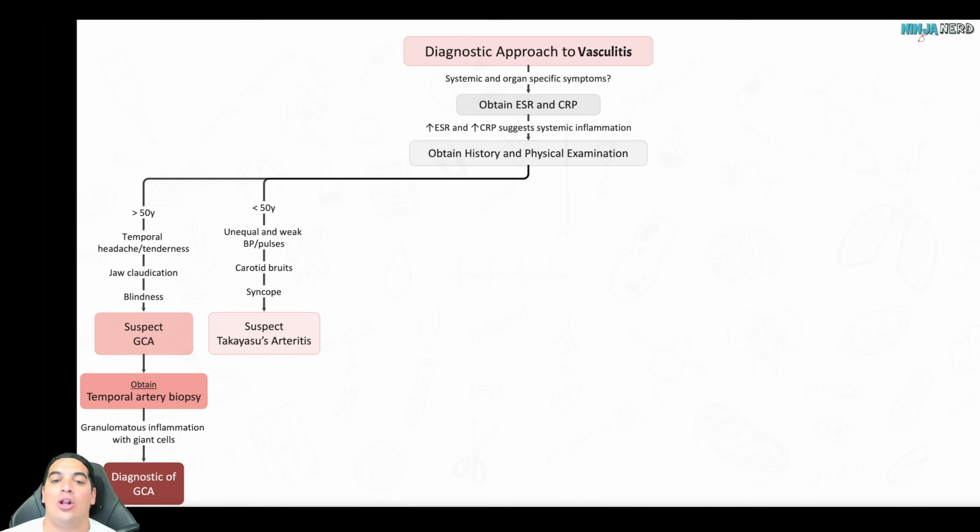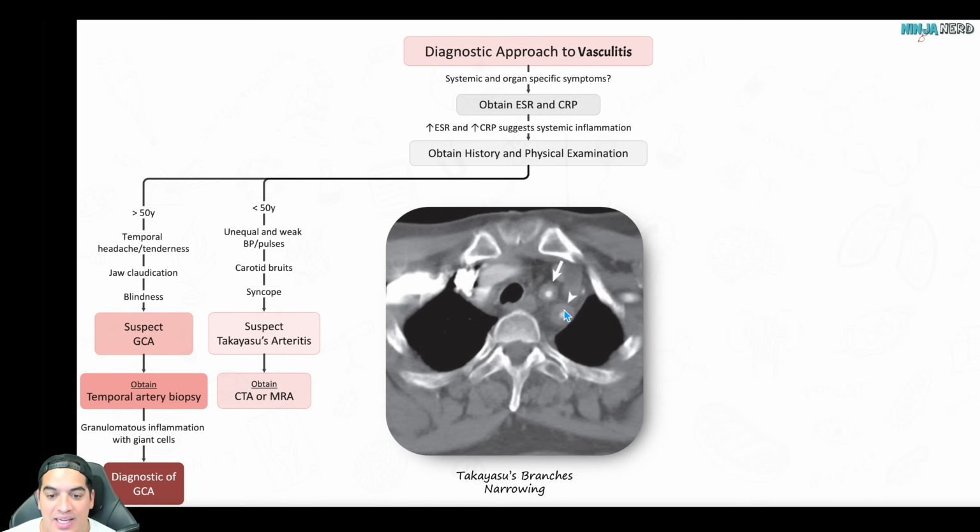What am I going to do? I'm going to look for imaging evidence that suggests narrowing, inflammation, stenosis of those vessels. That's when I would go to a CTA or MRA. Look at this. You can see here some of the branches off the aortic arch are very, very inflamed and very narrow. That's a pretty indicative one.